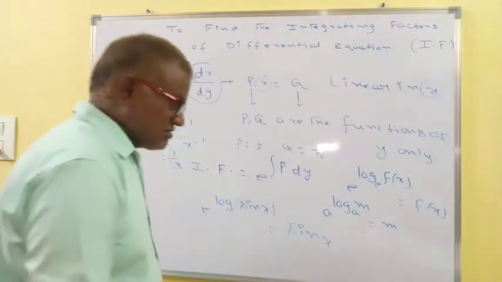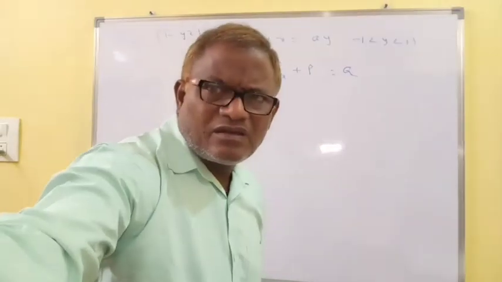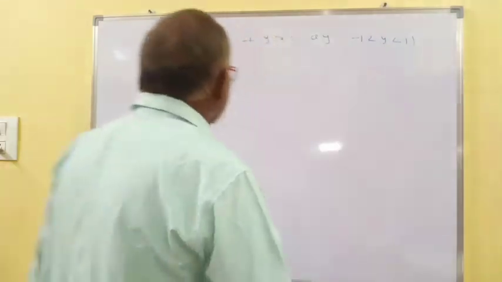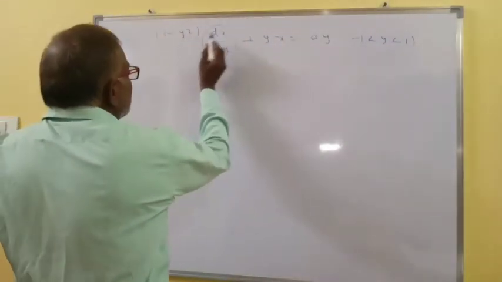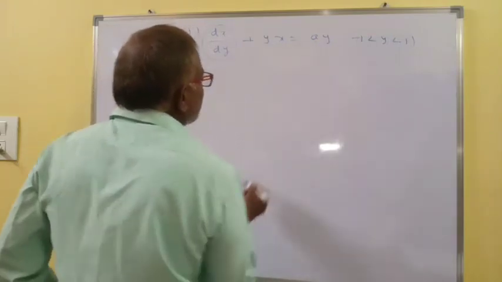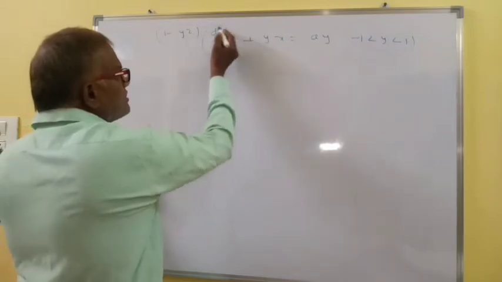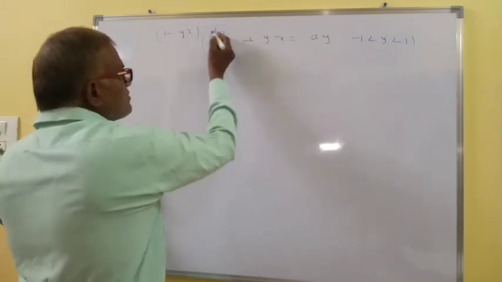Let us start the problems one by one. Now, first problem: 1 minus y square into dx by dy plus yx is equal to ay. That means only in this one, dx by dy.